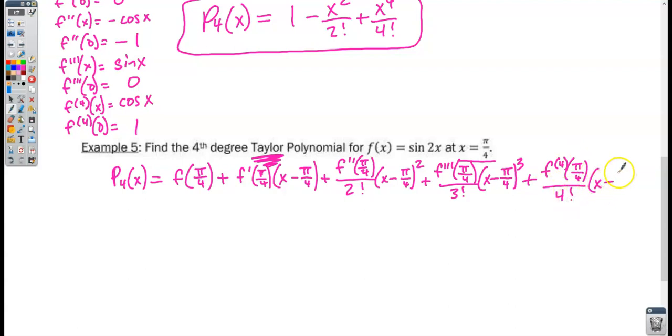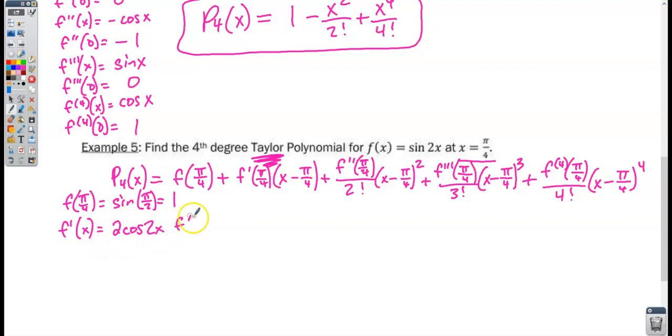All right, so there's our general form of what we're looking for in the 4th degree Taylor polynomial. Now we just need to find the function and all its derivatives at those values. So we've got f of pi over 4. It's the sine of pi over 2, which is equal to 1. Now f prime of x is 2 cosine of 2x. And so f prime of pi over 4 is 2 cosine of pi over 2. The cosine of pi over 2 is 0, so this is 0.